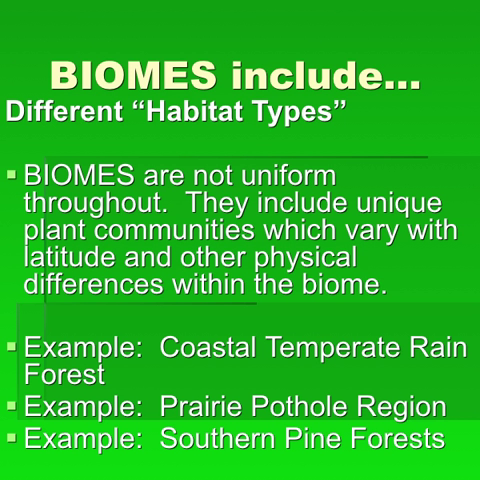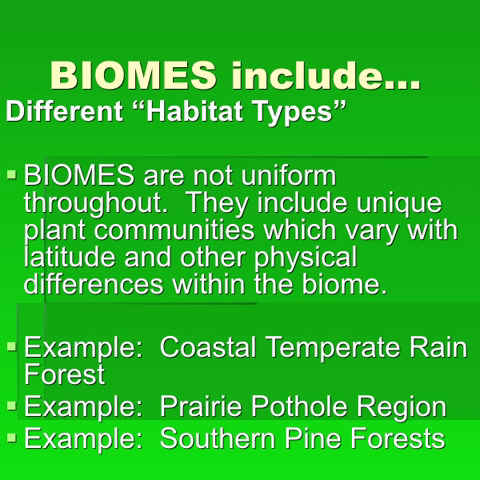They have different habitat types. Biomes are not uniform throughout. They include unique plant communities which vary with latitude and other physical differences within a biome. Coastal temperate rainforest, like in the Pacific Northwest, gets a lot of rain, but it's cooler. So it's a rainforest, but it's cooler as opposed to a tropical rainforest.